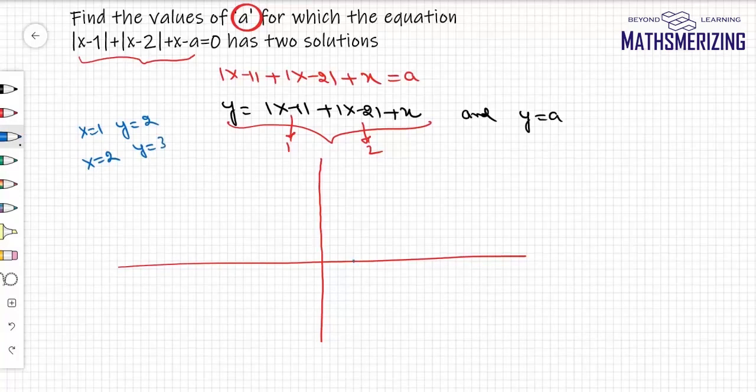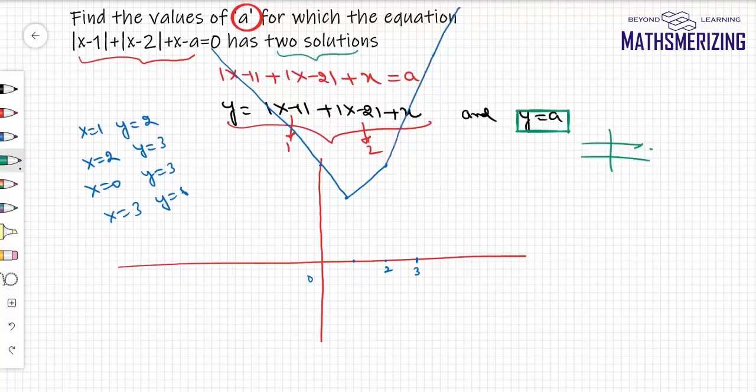So when x is 1, y is 2, I'll join this portion of a straight line. Now I'll take another point when x is less than 1. So maybe I'll take 0. So when x is 0, y is 3. So I'll draw this portion of a straight line. I'll take another point which is x equals to 3. Y is 6. So I'll draw it.